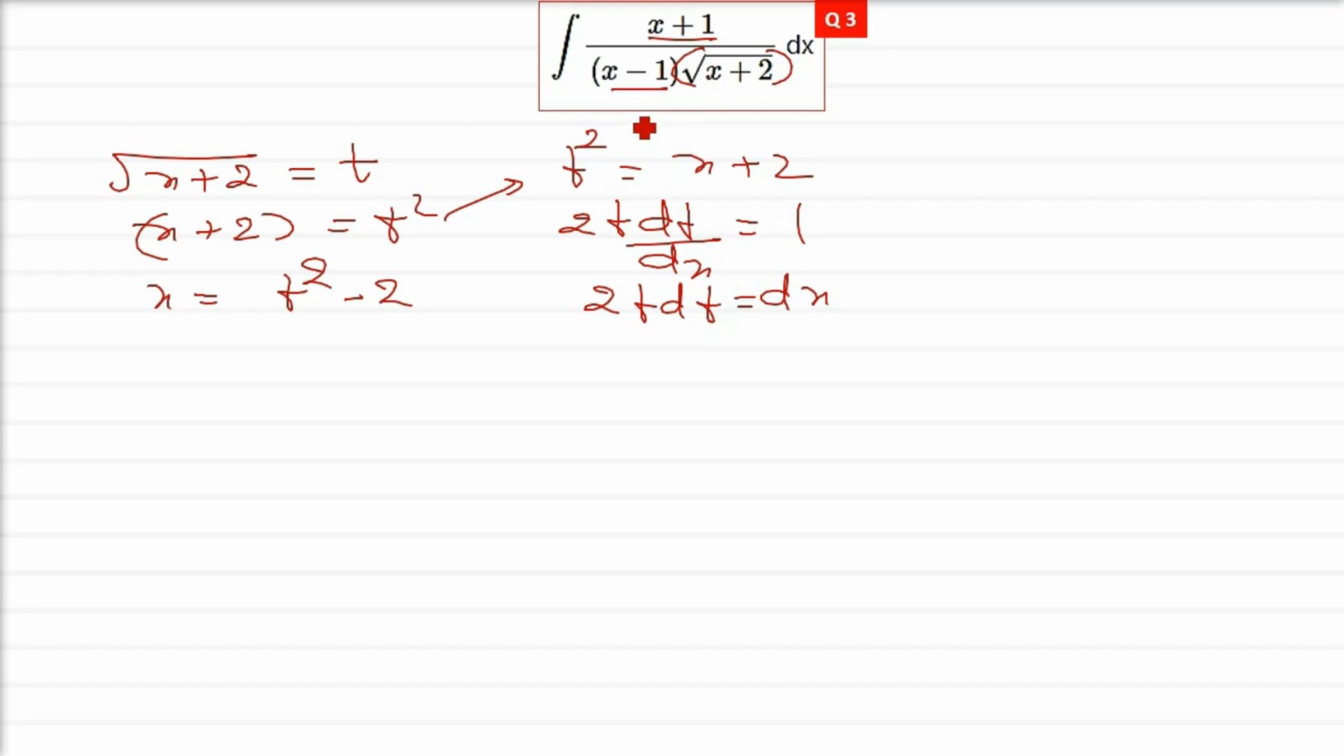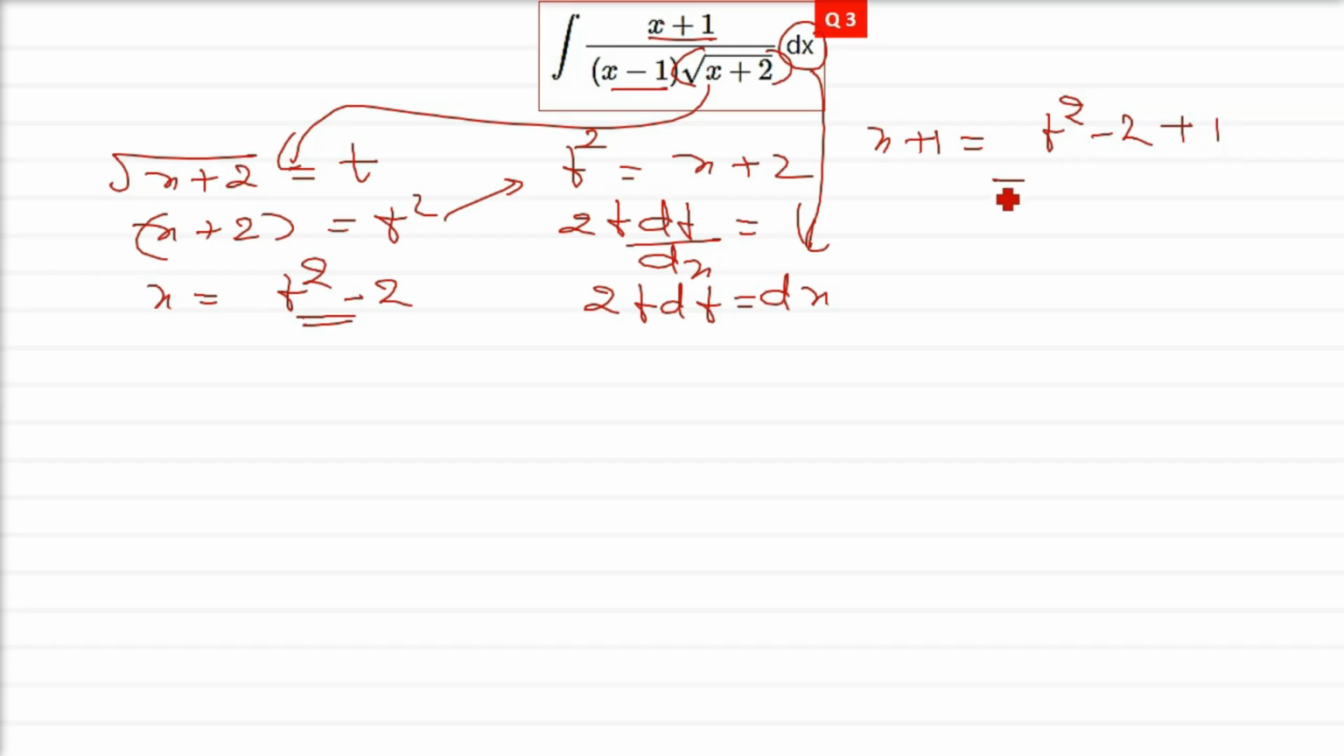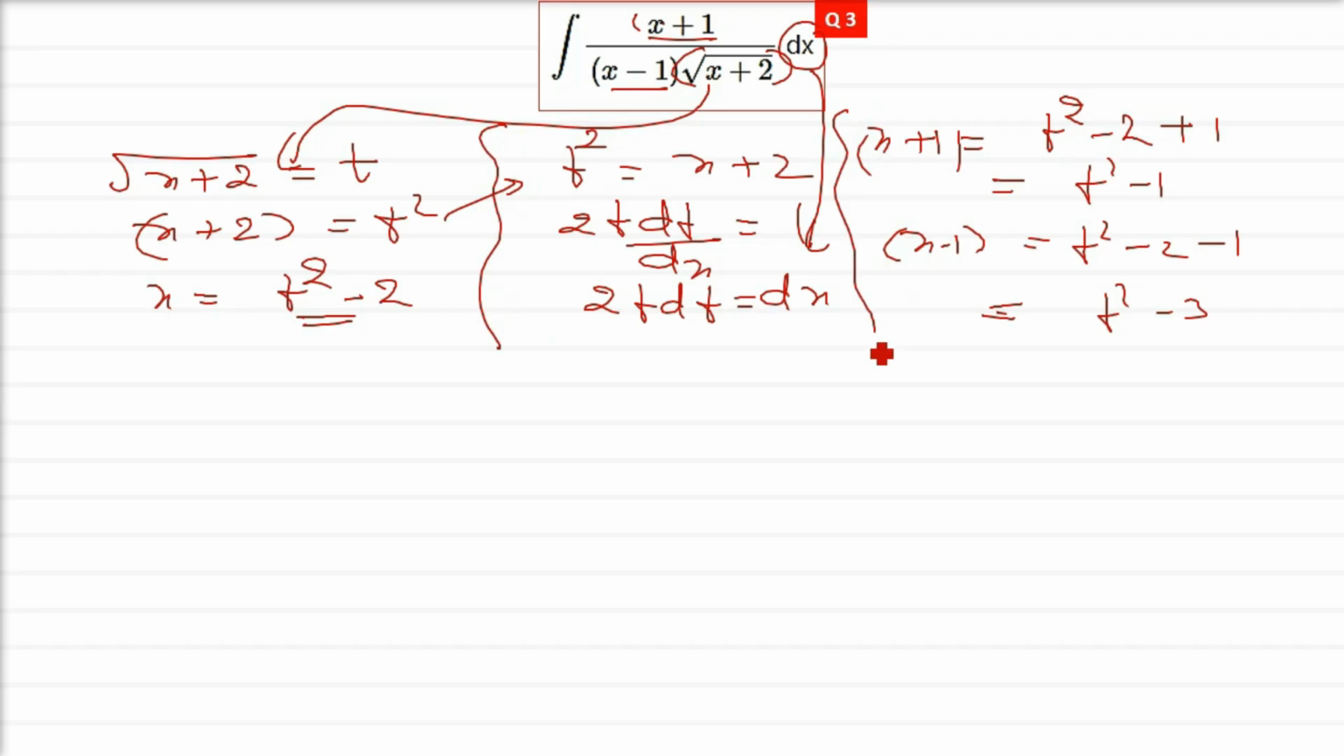Now we have to change this x plus 1 and x minus 1 also in terms of t. So x plus 1, x minus 1 is remaining because dx will be replaced by 2t dt, and this under root x plus 2 will be replaced by t. So let's write this x plus 1. X we have found out as t square minus 2. So just add a 1 here. This will be t square minus 1. For x minus 1 it will be what? T square minus 2, and then you subtract 1. So t square minus 3 will come. So this is t square minus 1. Denominator is t square minus 3.